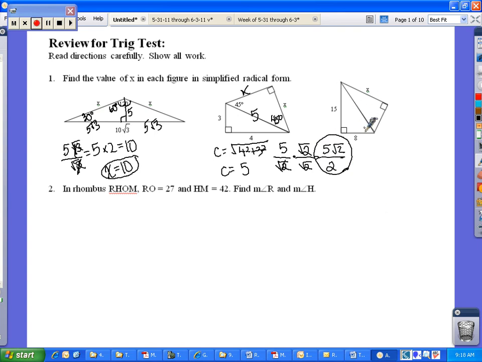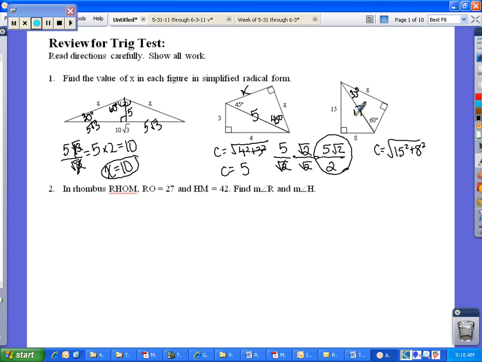For my last one over here on number 1, I'm going to first again use the Pythagorean theorem to find the hypotenuse. So that's going to be c equals the square root of 15 squared plus 8 squared. If you put that in your calculator, you get 17. So the hypotenuse here is 17. Since this is a 60-degree angle, I know that this is a 30, 60, 90 triangle. And therefore, this is the shorter side.